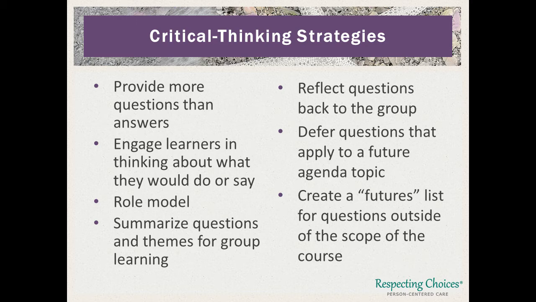One of the challenges of any curriculum is adhering to the core content and staying on track. Instructors who know the agenda roadmap will be able to defer questions that apply to a future agenda topic. Another critical thinking strategy is to acknowledge content that falls outside of the scope of the course but is useful for follow-up. Examples of such content could include participants' questions about the assessment of decision-making capacity or guardianship laws in your state or organizational documentation expectations.